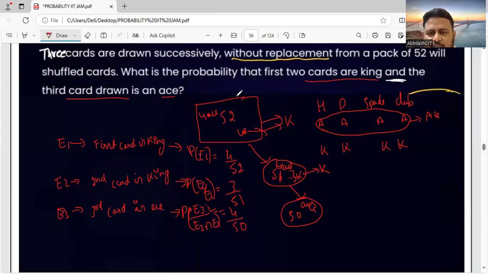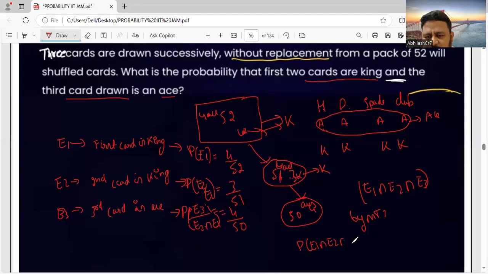Now, what is the probability that the first 2 cards are kings and the third card is an ace? That means E1 intersection E2 intersection E3, all the 3 are occurring simultaneously when the 3 cards are taken out. For that, by the multiplication theorem, we have to find the probability of E1 intersection E2 intersection E3.